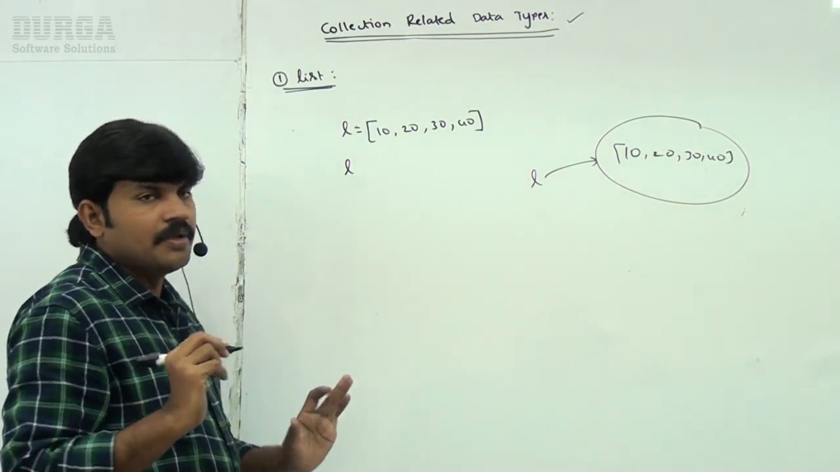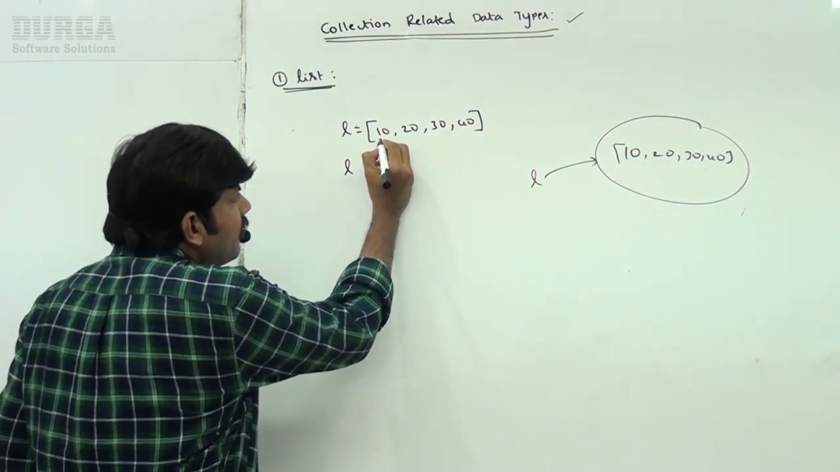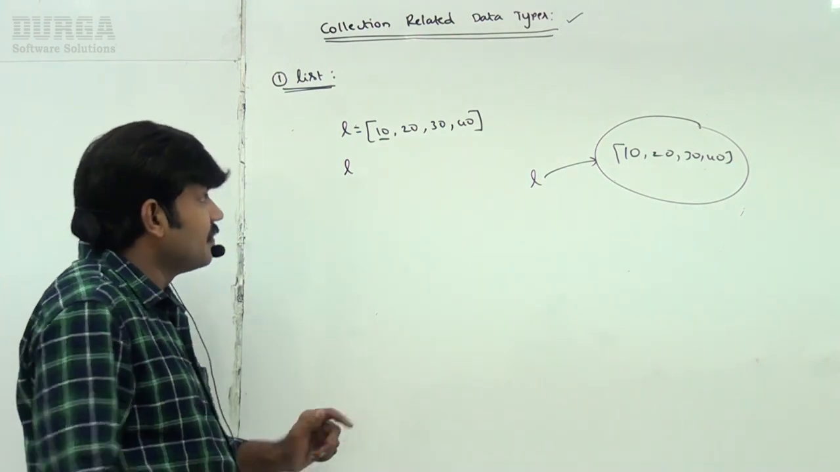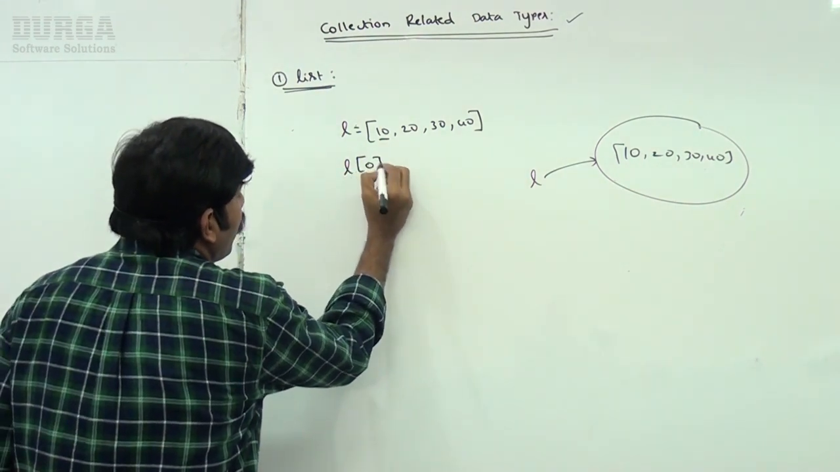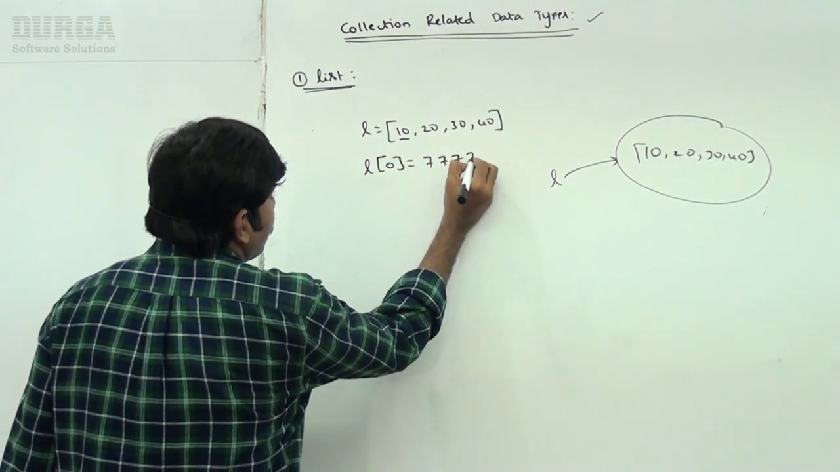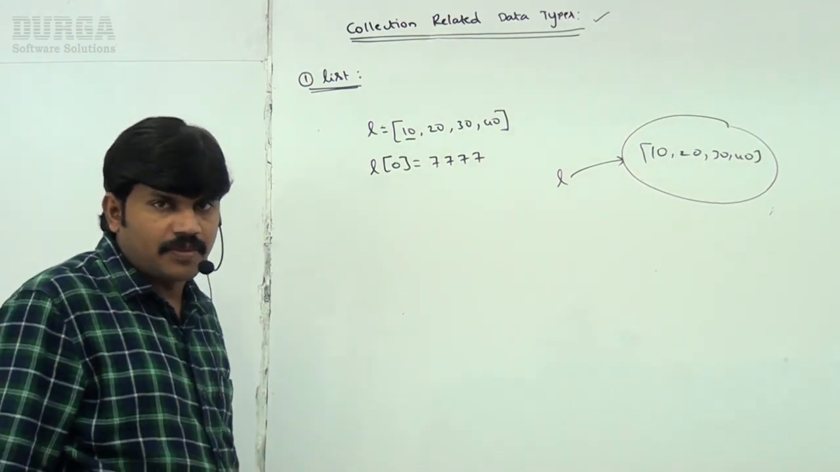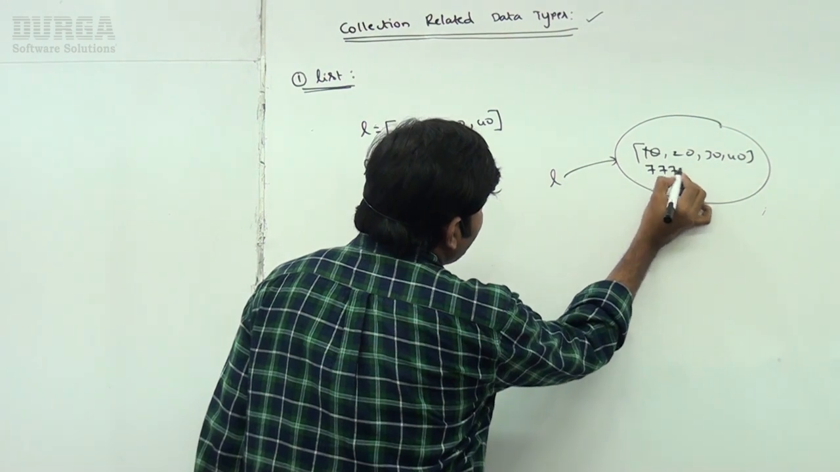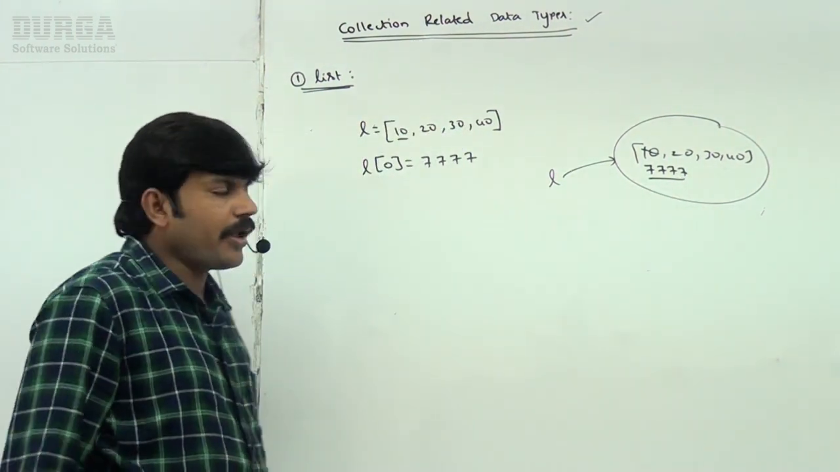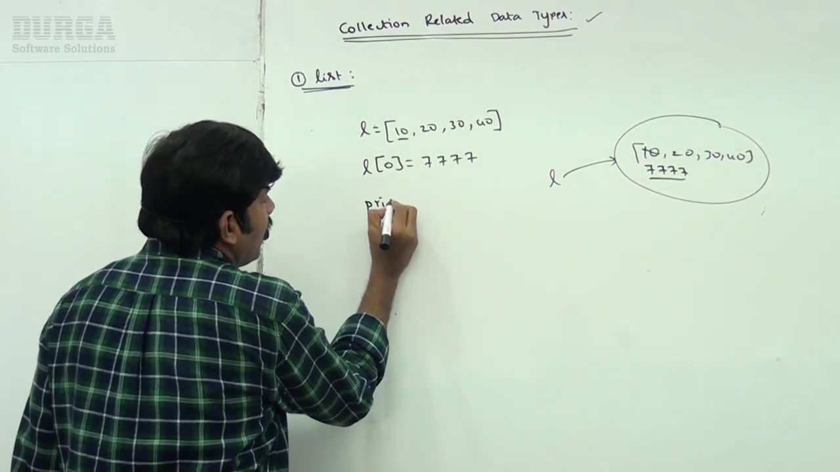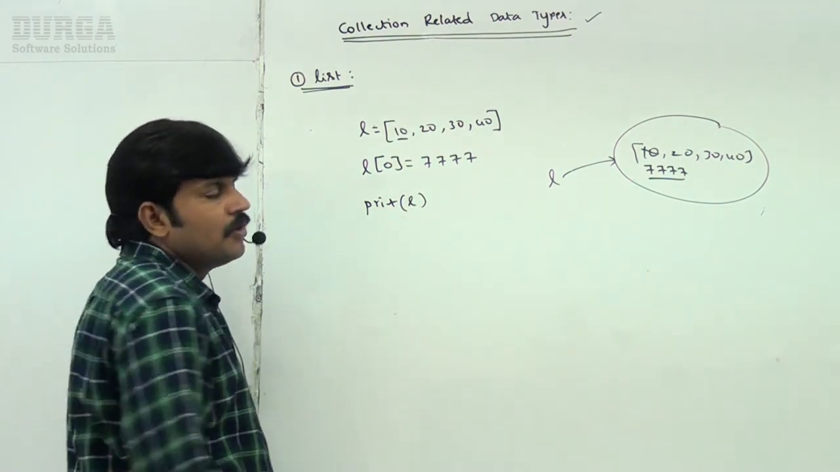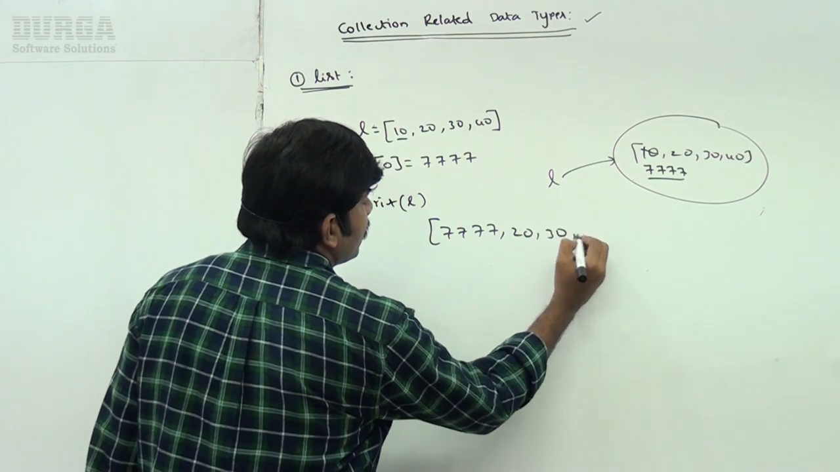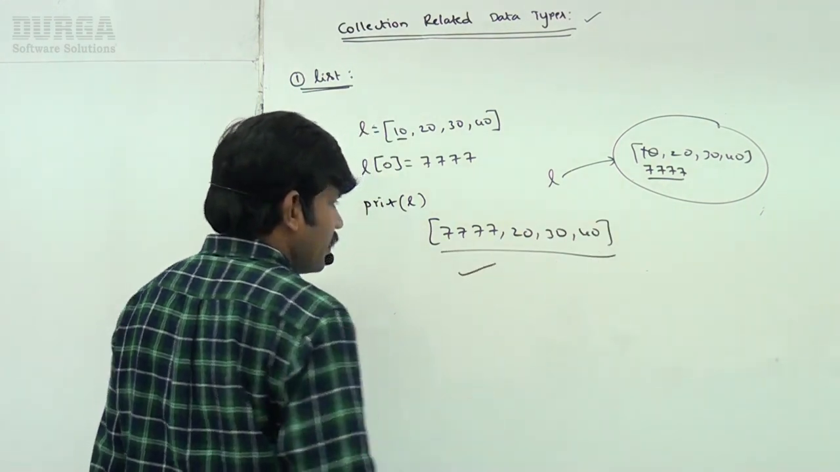I want to replace the 0th element. The 0th element, that is the 0 index element, is the 10. L of 0 is equal to 7777. Now in the existing list, this 10 will be replaced with 7777. Now print of L. What is the answer we are going to get? 7777, 20, 30, 40 is the answer.